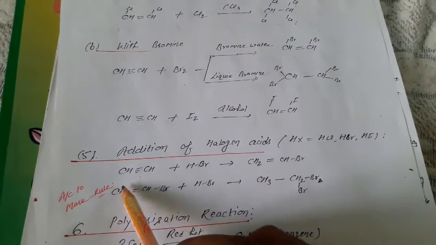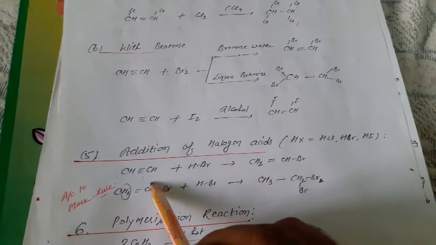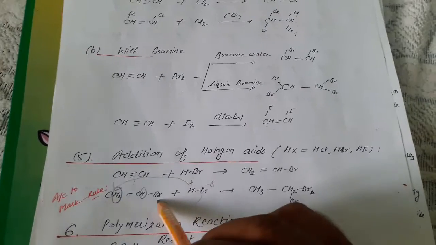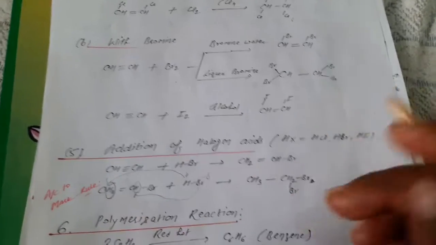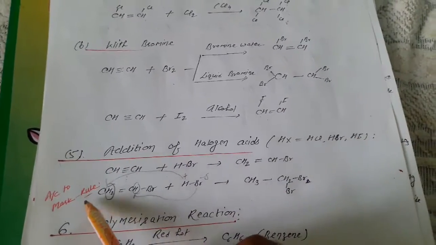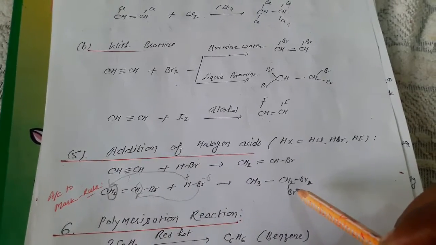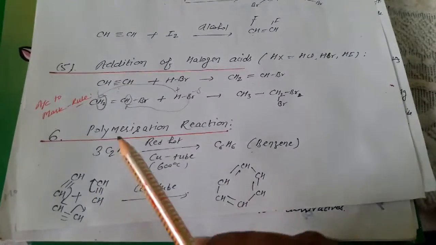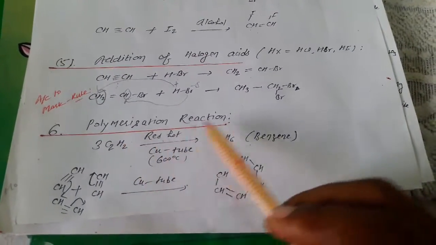But in this case, here two hydrogens and one hydrogen, so the positive part will move to that side which contains more hydrogen, and the negative part will move to that side in the addition that contains a lesser number of hydrogens, according to Markovnikov rule, and finally gives the formation of 1,1-dibromoethane.